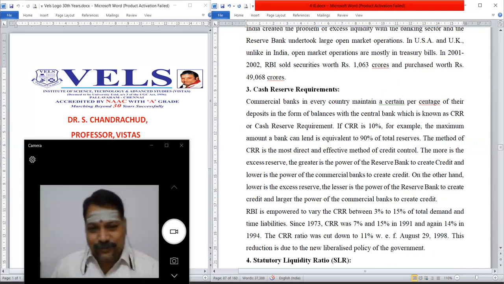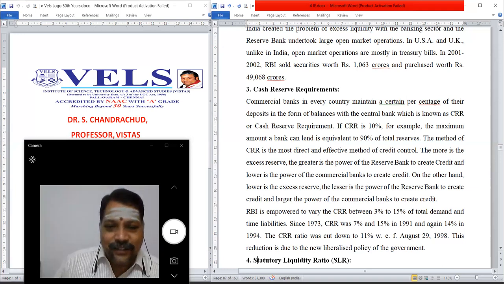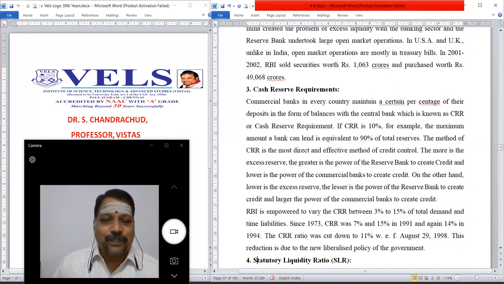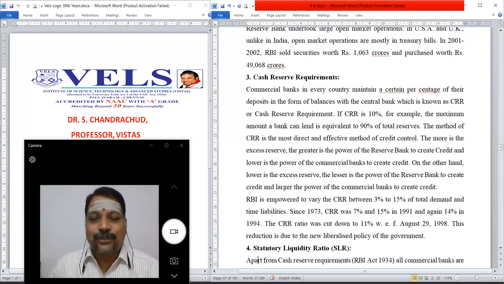On the other hand, it is reversed. The lower the excess reserve, the lesser the power of the Reserve Bank to create credit and the larger the power of commercial banks to create the credit. So it is vice versa.